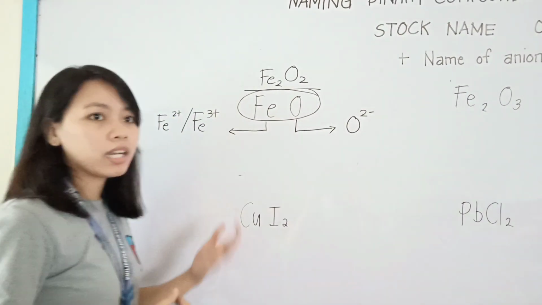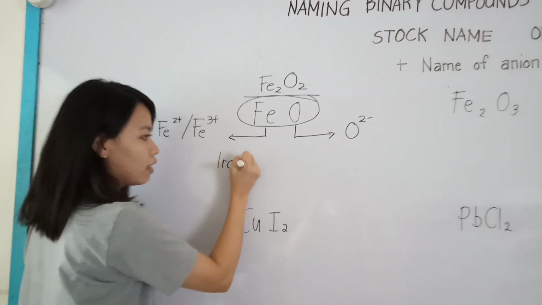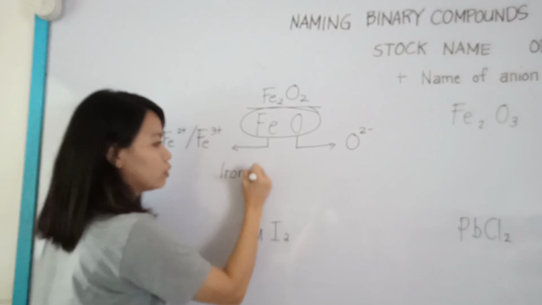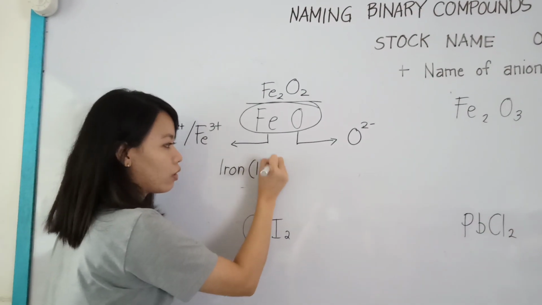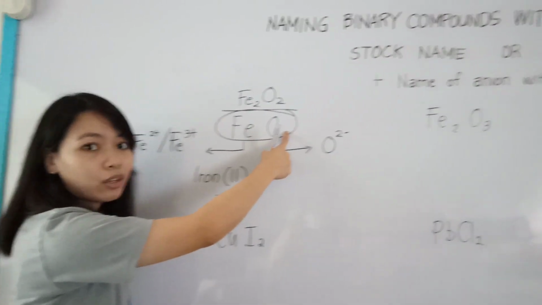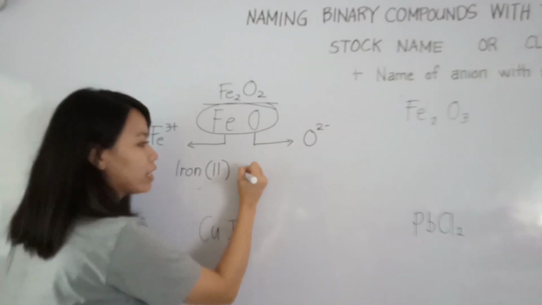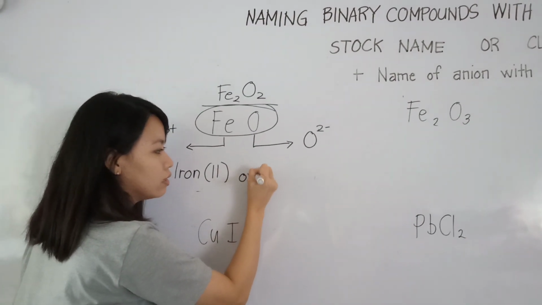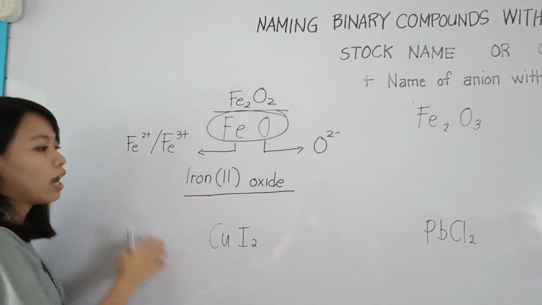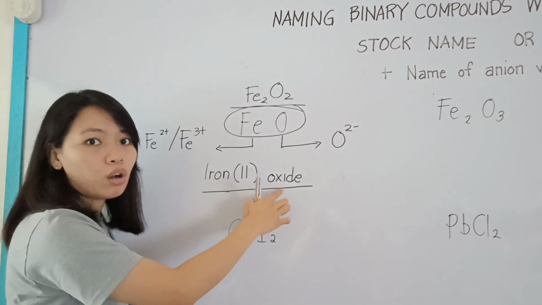So anong stock name ang gagamitin natin? So we have iron. Ano ang kanyang charge? Okay? Iron, open and close parenthesis, Roman numeral number 2, and then yung name ng an ion with the suffix -ide. So since oxygen ito, ilalagay natin dito ay oxide. Okay? So therefore, once again, ang final answer natin, ang name ng compound na yan ay iron(II) oxide for its stock name.